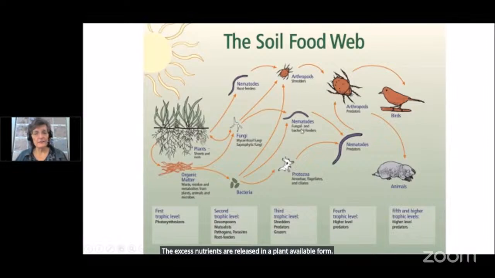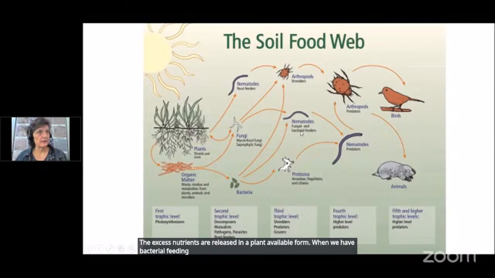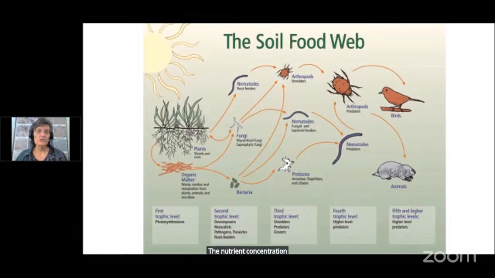When we have bacterial feeding nematodes eating bacteria, exactly the same thing happens. The nutrient concentration required by nematodes is so much less than what a bacterium has in its biomass that when a nematode eats a bacterium, all those excess nutrients are going to be released in a plant available form. And of course, your plant can now take those nutrients up if it needs them.